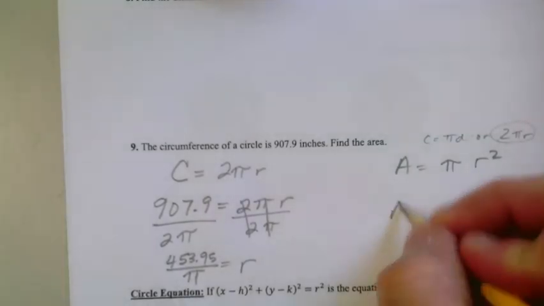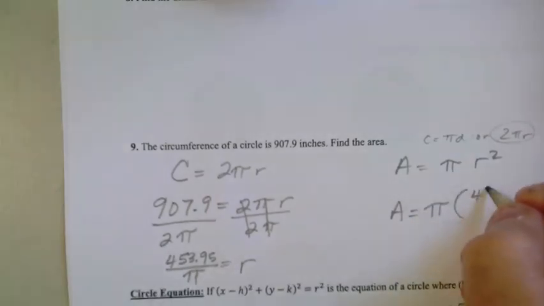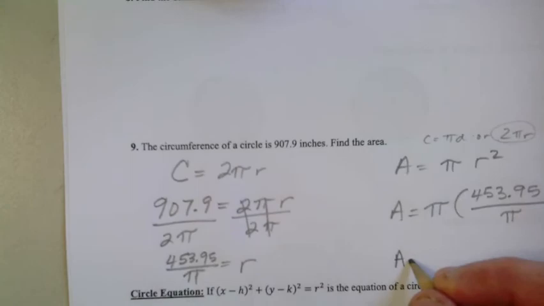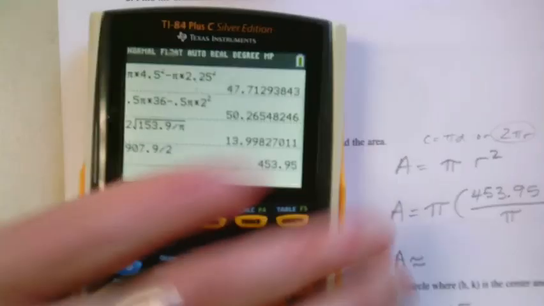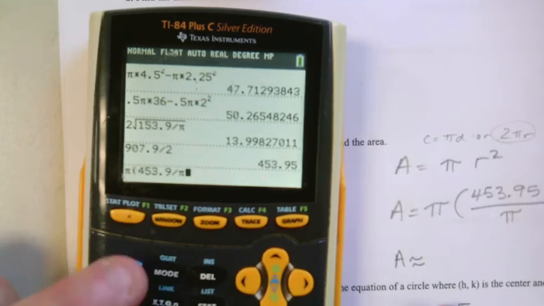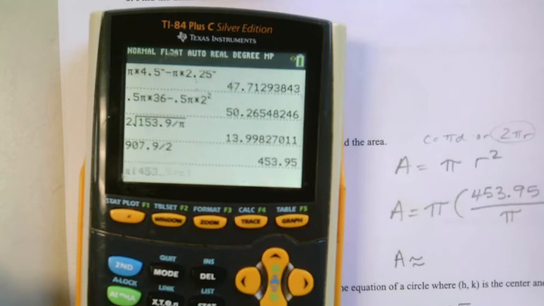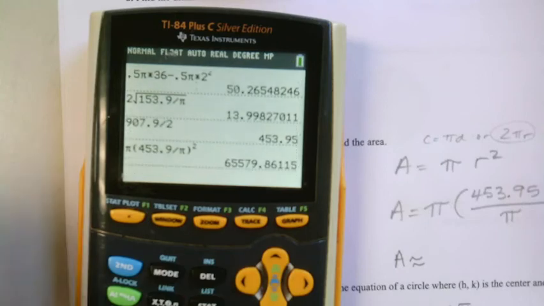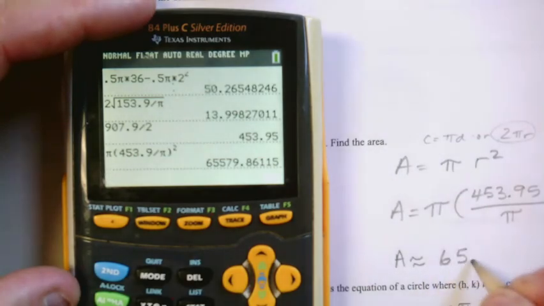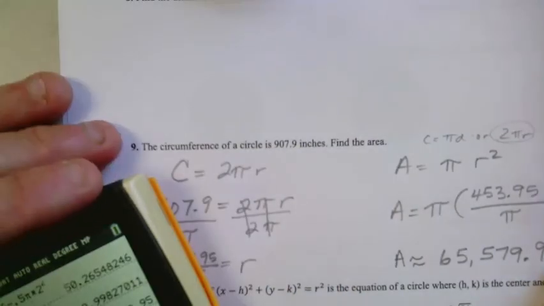Now, if I plug that in over here, square that, and then multiply it by the pi, I can approximately figure out what the overall area is going to be. So pi times 453.95 divided by pi, squared. Let's see here. Yep. So big number there, but remember the circumference was a big number as well. 65,579.9, and I'll go square inches.